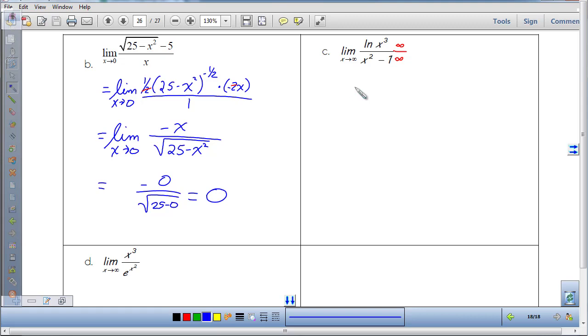So since we got this indeterminate form, we're going to take the derivative of our numerator. All right, so the derivative of natural log of u is 1 over u du. So we get 1 over x cubed times 3x squared. Okay, that's our derivative in our numerator. And in our denominator, we get 2x.